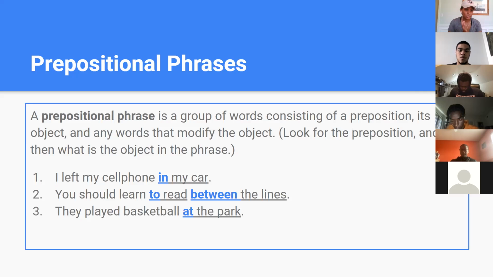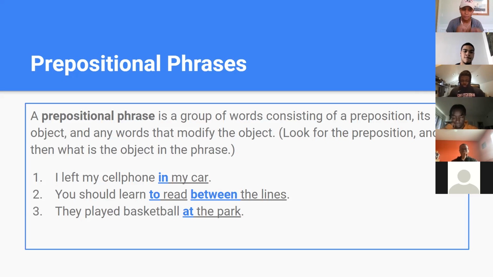Number two, you should learn to read between the lines, right? To is a preposition. And then between is placing where? The lines. And then number three, they play basketball. Where do they play basketball? At. Where at? The park. So the entire prepositional phrase is at the park.